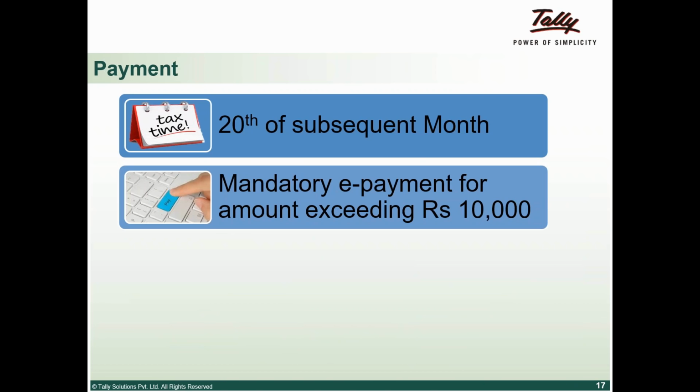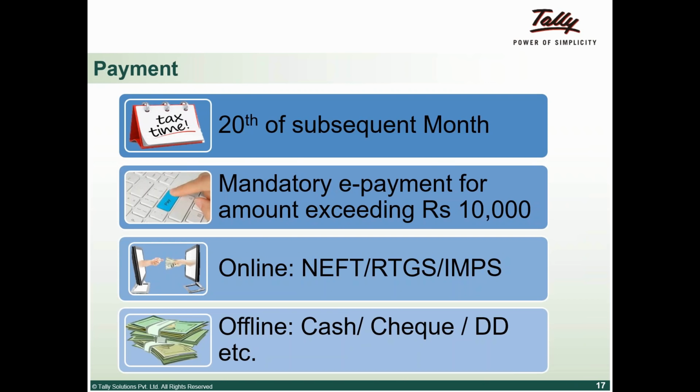Now coming to the payment part. The payments have to be made by the 20th of the subsequent month, and any tax amount exceeding 10,000 rupees needs to be mandatorily paid through e-payment, which is basically online, where you can do NEFT, RTGS, IMPS and those kinds of things. Less than that, you can pay offline by cash, cheque or DD, where the challan is made available. You just download the challan, print it, and then pay it at the bank.